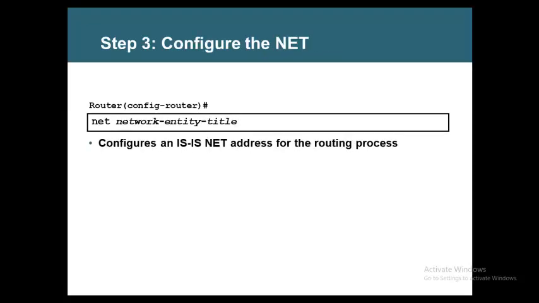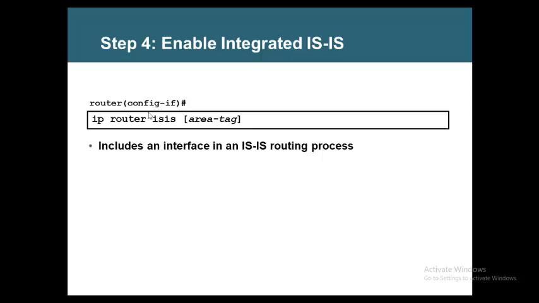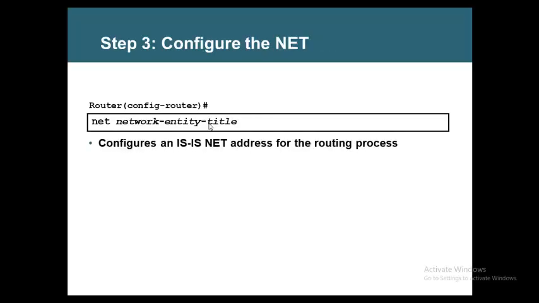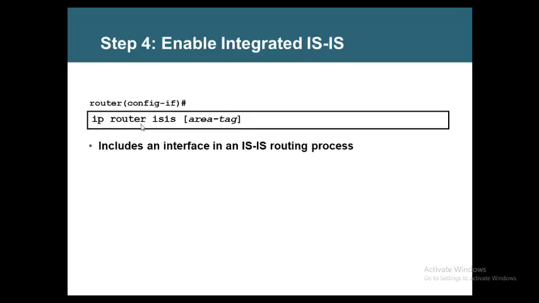Then we go under the interface. We call ISIS, IP router ISIS. If you had given an area tag in the previous screen, then you put the same area tag. Remember, this is in the global mode, step 3, global router mode. After you finish providing the network entity title, you do this under the interface. Go to the interface and you call the ISIS. It's under the interface, like this.